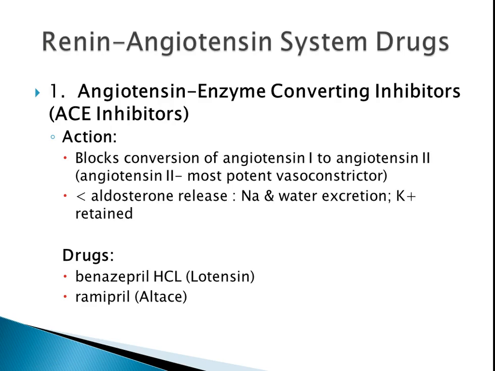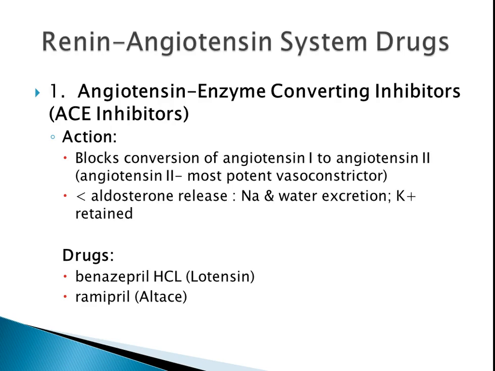So, ACE inhibitors, first of all. They block the conversion of angiotensin 1 to angiotensin 2. Now, why is this important? It's important because angiotensin 2 is one of the most potent vasoconstrictors in the body. So if you're blocking a vasoconstrictor, you end up with vasodilation. You also have decreased aldosterone release, and therefore you don't reabsorb as much sodium and water from the kidneys. And so you have less circulating volume, which again will lower the blood pressure too.